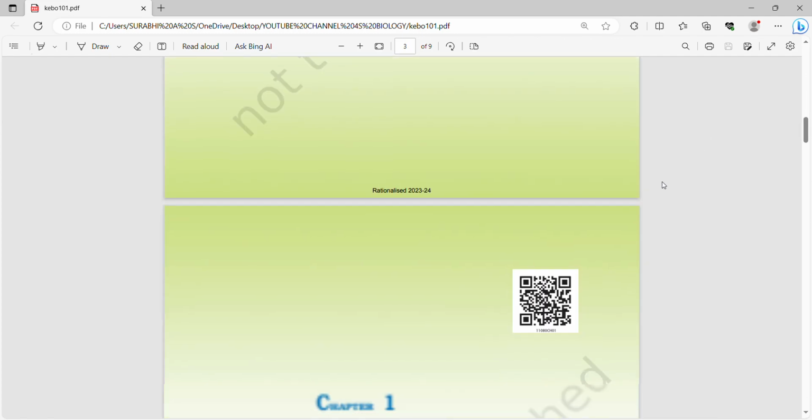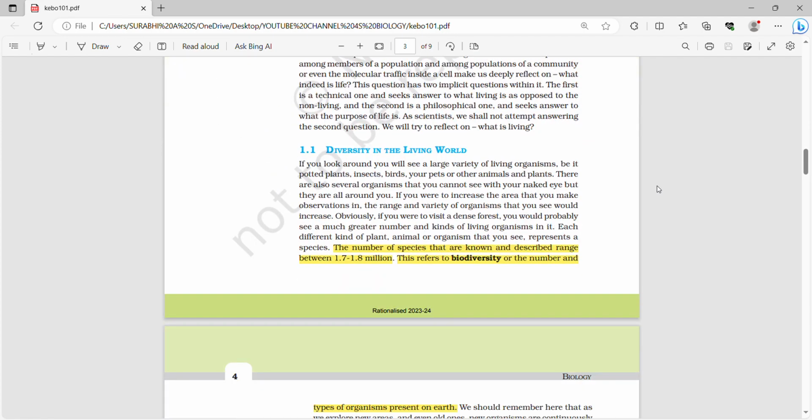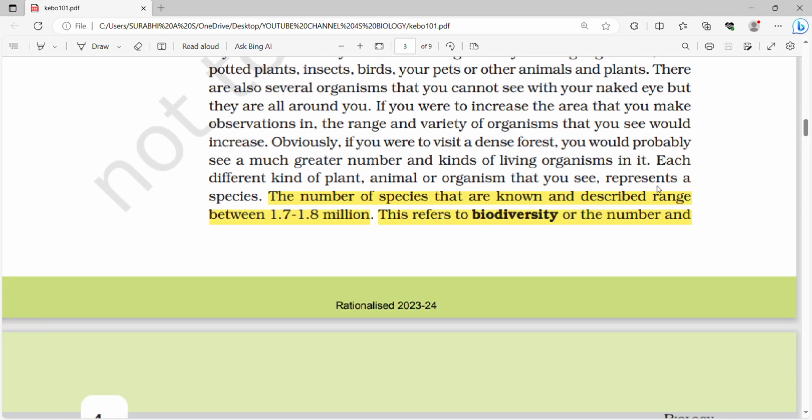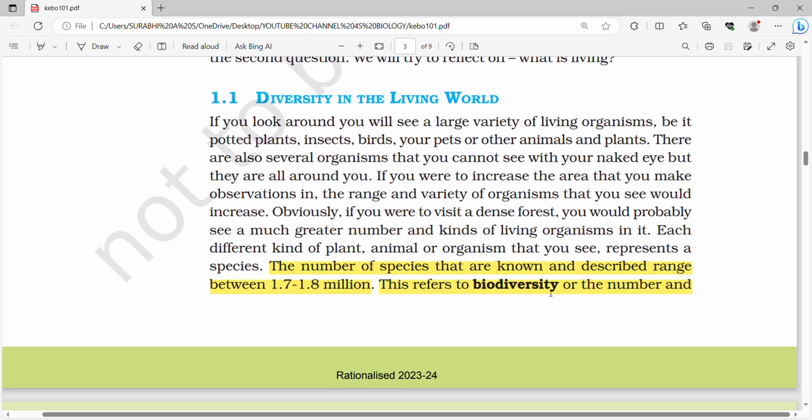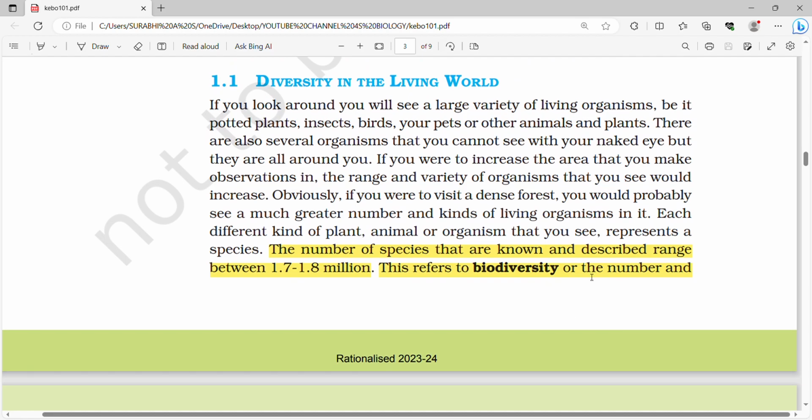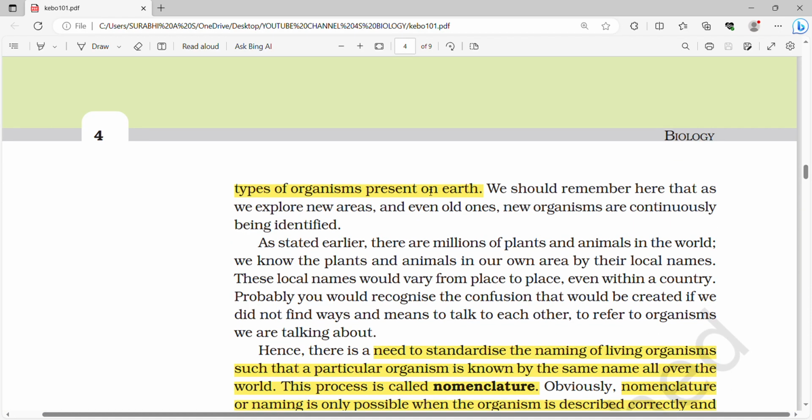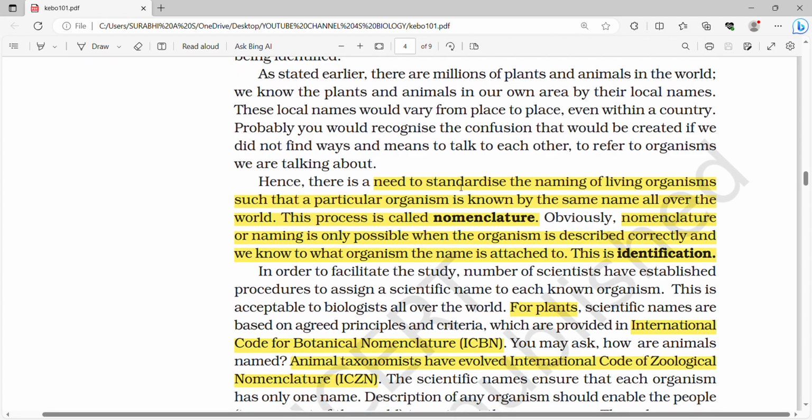The first thing is you have to remember the number of species that are known and described ranges between 1.7 to 1.8 million. This has already come in tests in previous years many times. So just learn this. The number of species that are known and described range between 1.7 to 1.8 million. This number refers to the biodiversity, or the number and types of organisms present on the earth.